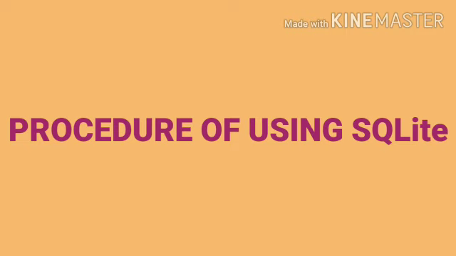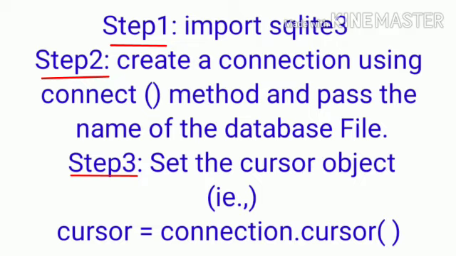How to use SQLite? First, we import sqlite3. 3 is the version of SQLite. Then create a connection using the connect() method and pass the name of the database file. And then set the cursor object, that is cursor = connection.cursor().